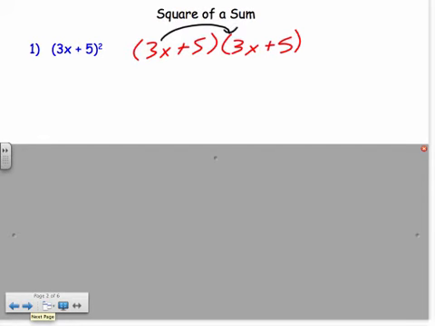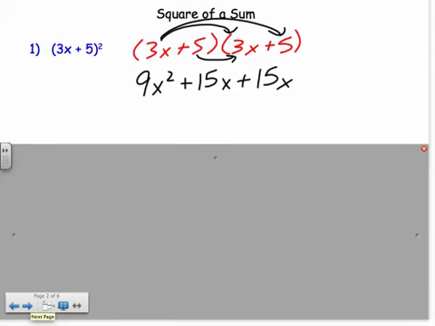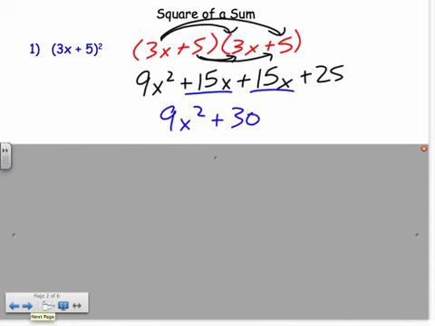So let's go ahead and distribute that 3x. 3x times 3x gives me 9x squared. And then 3x times 5 for a positive 15x. And then we do the insides, 5 times 3x, another 15x. And 5 times 5 for a positive 25. And let's go ahead and combine our two x terms into a 30x. So we'll bring down our 9x squared plus 30x plus 25.